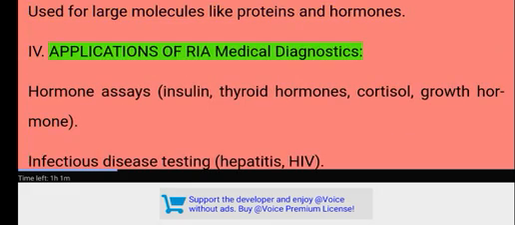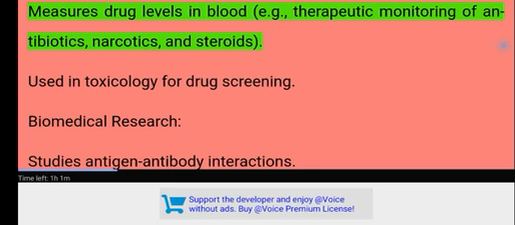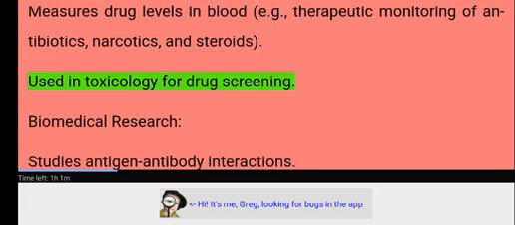IV. Applications of RIA. Medical diagnostics: hormone assays, insulin, thyroid hormones, cortisol, growth hormone. Infectious disease testing, hepatitis, HIV. Tumor markers, alpha-fetoprotein, carcinoembryonic antigen. Pharmacology and drug monitoring: measures drug levels in blood, e.g., therapeutic monitoring of antibiotics, narcotics, and steroids. Used in toxicology for drug screening.